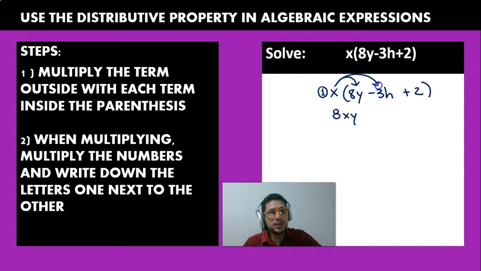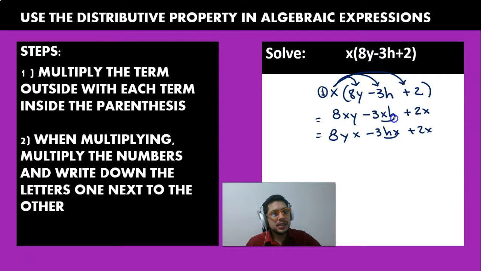x times minus 3h is minus 3xh, or you can also write down hx. It's the same thing. Remember that the order of the factors doesn't affect the final result. And then we have the last one, x times plus 2 is going to be plus 2x, right? So another way in which we can write this is 8yx minus 3hx plus 2x.